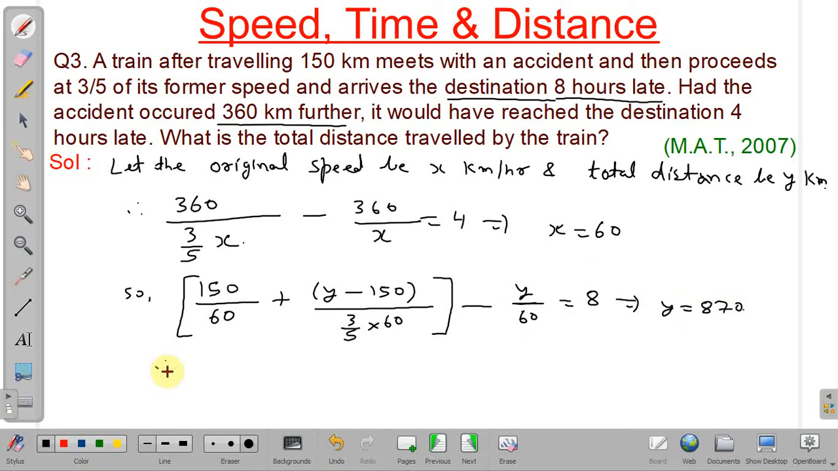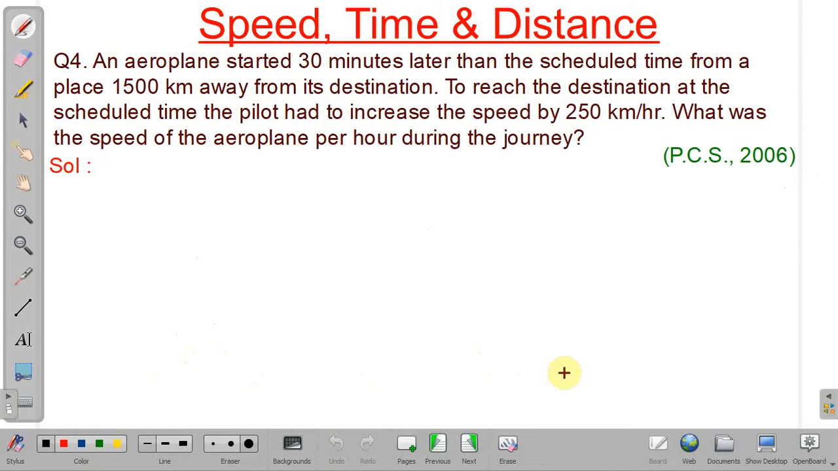Okay, therefore the required distance is y and is equal to 870 kilometers. We will discuss the next problem.